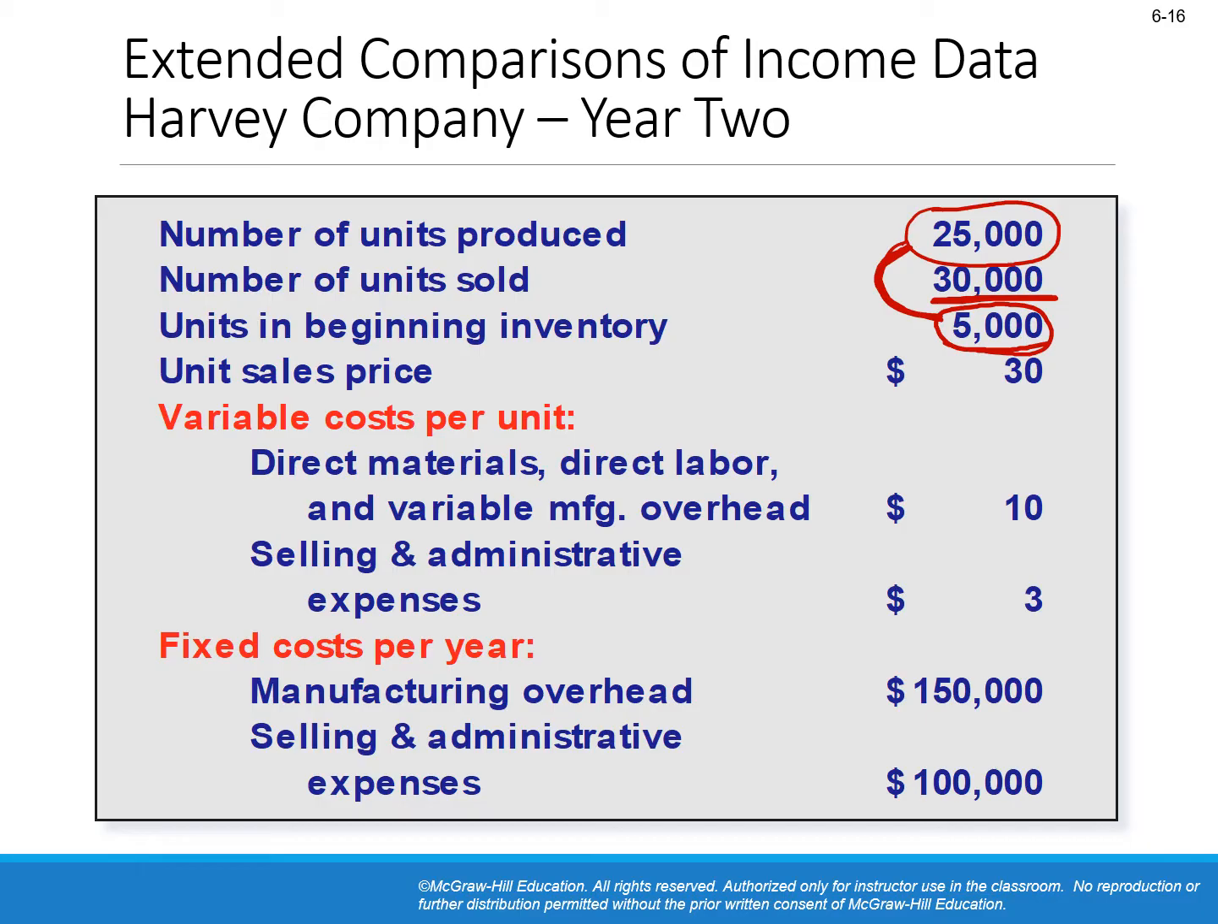The same given applies: the unit selling price, the variable cost per unit in terms of production, the selling and admin, the $150,000 fixed manufacturing overhead, and the fixed component of selling and admin expenses. So the same given, but this time we sold more than what we produced.